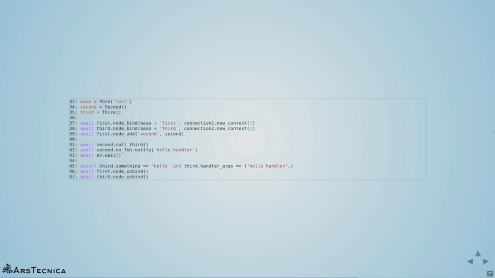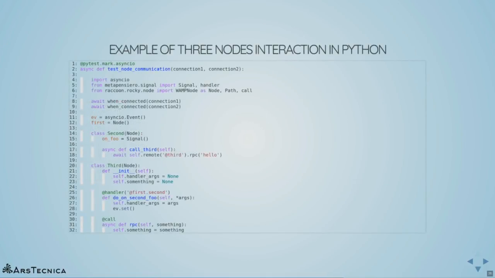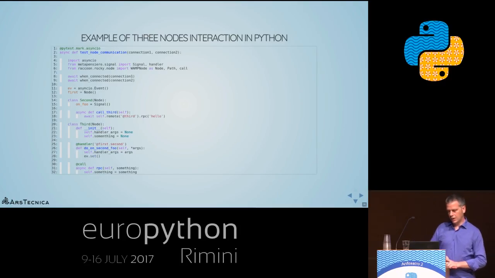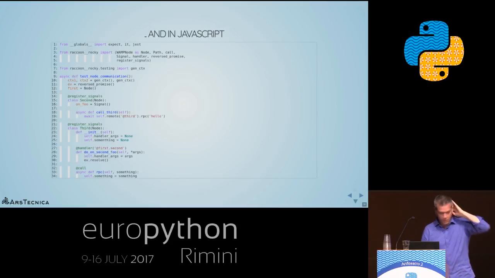And so you saw before that the handler on line 25 listened for the signal on first.second, and all these are relative addresses that are realized when the node is connected to the machinery, which is in lines 37 and 38 and so on. And this is available also in JavaScript. This is actual JavaScript code.